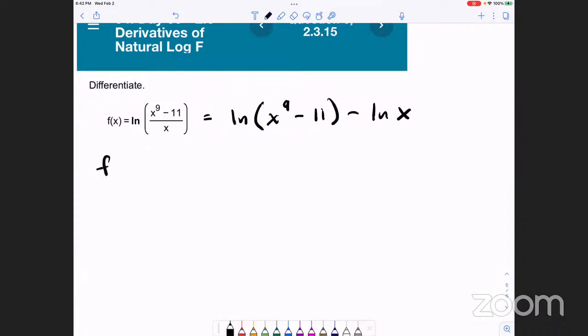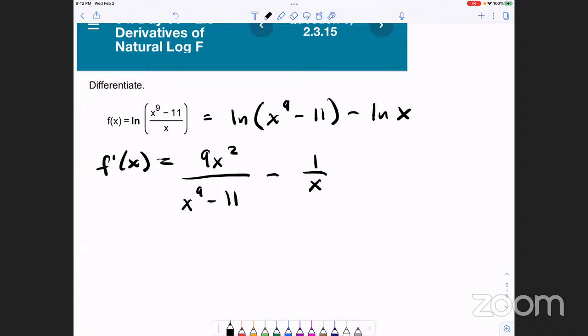So then f prime, on top, we're going to have the derivative, which in this case is going to be 9x squared. Again, the derivative of that negative 11 is a constant, over itself, which is x to the 9 minus 11. Okay, that's the first one. And then the derivative of natural log of x was 1 over x. We're going to say minus 1 over x. Okay. We could combine these into one fraction.